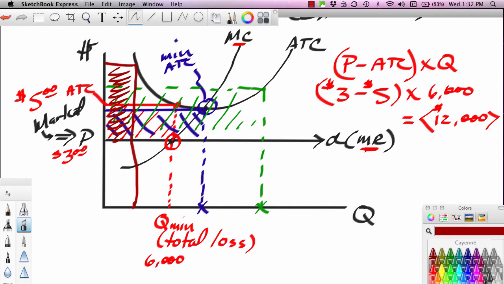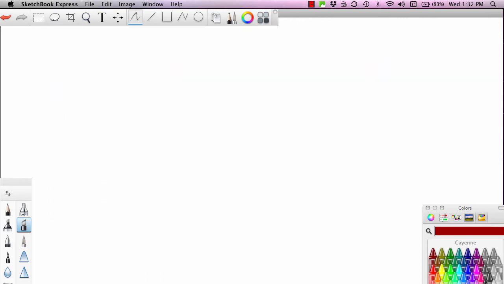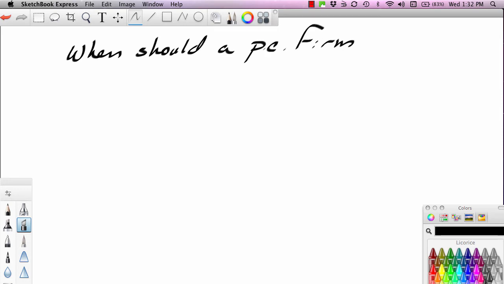Now, let's address the situation as to when a firm should actually shut down. Okay? So I'm going to get rid of this material here, and I'm going to give us a scenario. Let me give you a scenario, and then we'll actually do the calculations. So let's write this out. When should a purely competitive firm shut down?